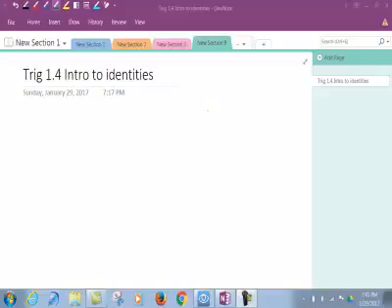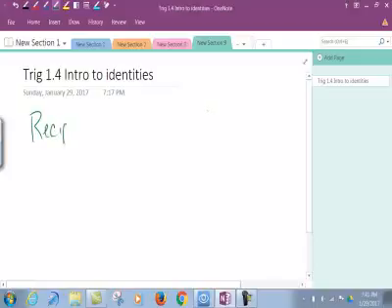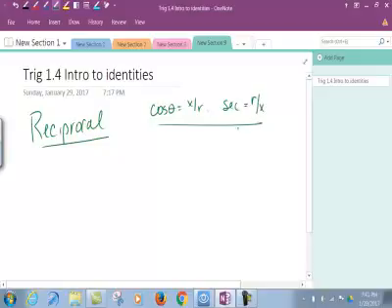There are a total of 8 basic trig identities, and the first 3 are called the reciprocal identities. They're connected to the reciprocal functions, but they look a little bit different. We know that the cosine of theta is x over r, and then we defined the secant as the reciprocal, r over x. So that's not the reciprocal identity. The reciprocal identity says that the secant of theta is equal to 1 over the cosine of theta, okay?